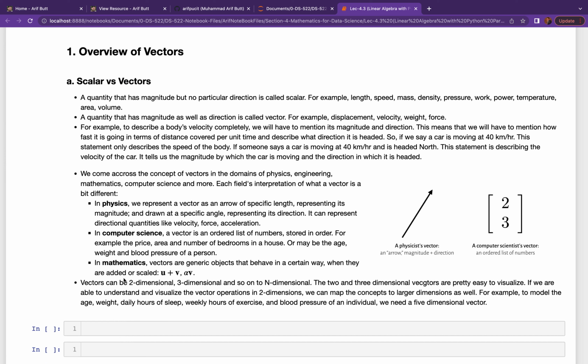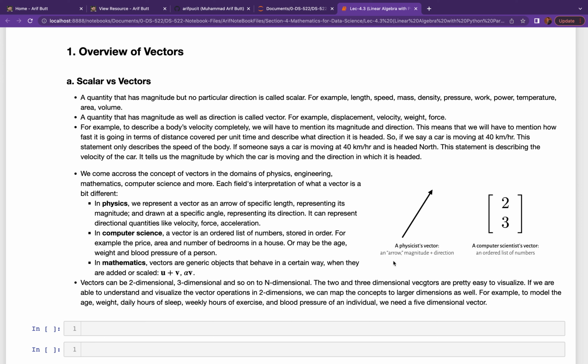My dear students, while studying the subjects of physics and mathematics at secondary school level, we have studied the terms scalars as well as vectors. A scalar is a quantity that has magnitude but no direction. Some examples of scalar quantities are length, speed, mass, area, volume, and so on. On the contrary, a vector is a quantity that has magnitude as well as direction. Some examples of vector quantities are displacement, velocity, weight, and force.